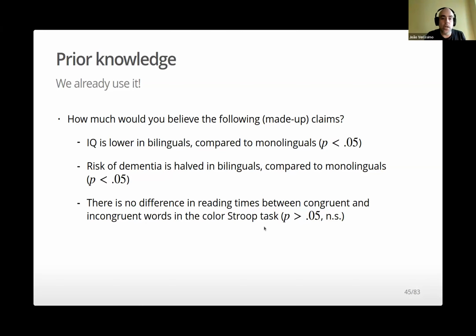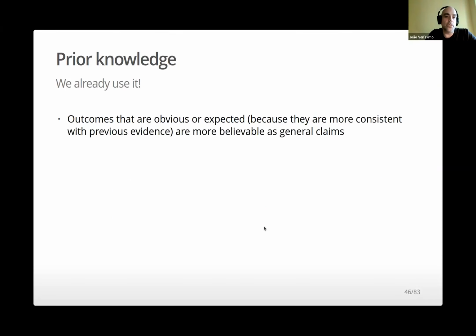Basically, we have prior knowledge about all of these effects, and the p-value by itself is not really what determines our inference. And this is the critical point. Our conclusions, our inferences, are actually underdetermined by the data. So we know more than what the data is saying, and we're bringing that and putting it together with the data to arrive at our conclusions. So indeed, if an outcome is very obvious or expected, then of course it is more believable, even if it's not significant, but it's very believable because it's very expected.